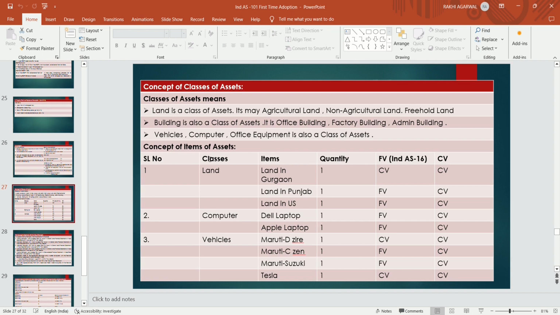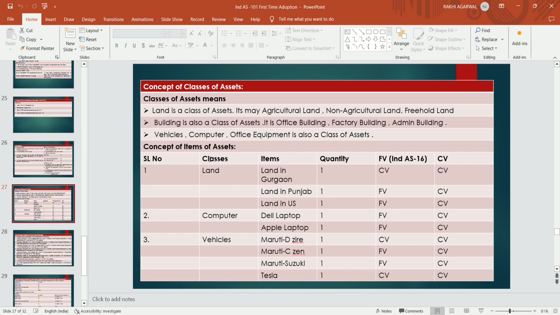In carrying value exemption, the carrying value method is applied to everything. But in fair value exemption, you can apply the carrying value approach to some of the items and the fair value approach to some of the items. So in fair value exemption, the pick and choose option is available. Like for land in Punjab, you can apply the fair value exemption for a single item, and for the others you can apply Ind AS or the carrying value approach.